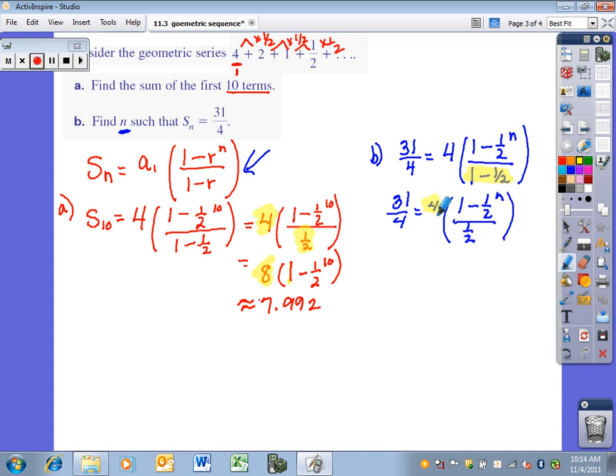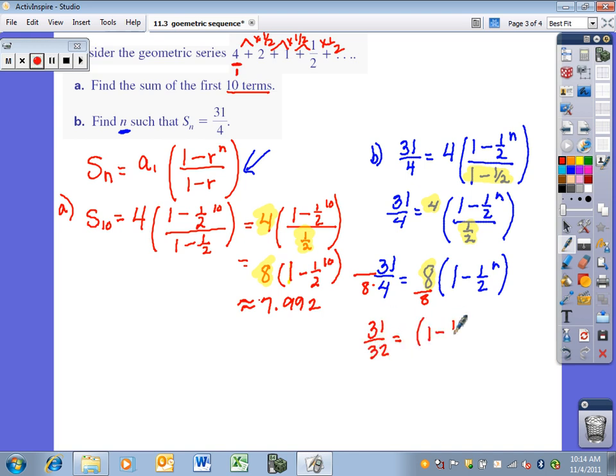Now I can do this. 4 divided by 1/2 is 8 times 1 minus 1/2 to the nth. Now I would divide both sides by 8. This is already my division bar. So I have 31/32 equals 1 minus 1/2 to the nth.